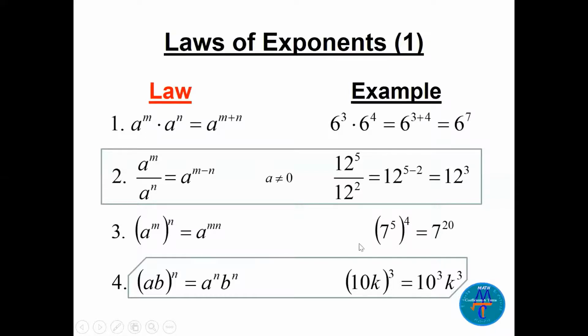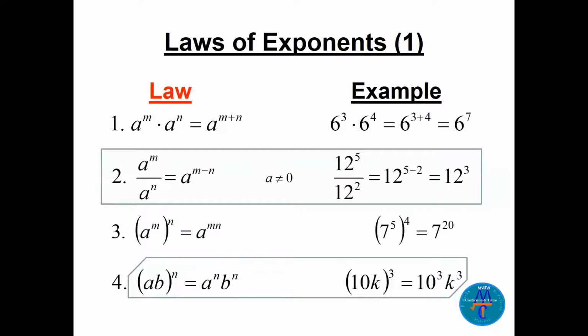you get 7 to the power 20. Now, when you have AB all to the power n, see the condition here in number 4, you should have a multiplication. You see, AB means A times B. We don't have to write the times. Just by mentioning AB, that means A times B.